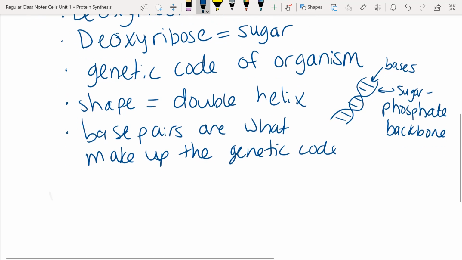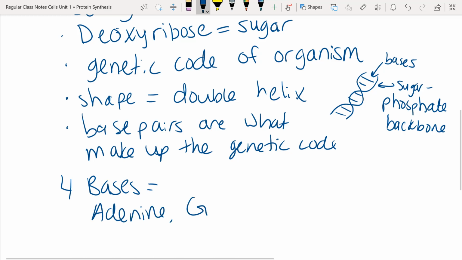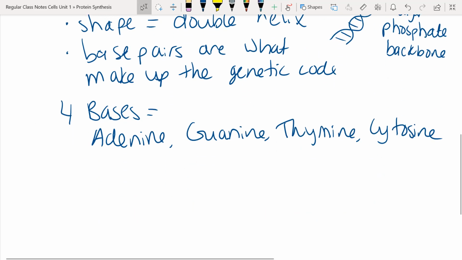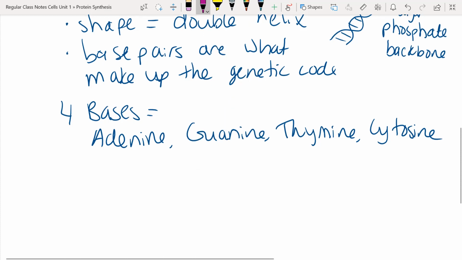Do you remember the bases that are in DNA? There are 4 bases in DNA. The 4 bases in DNA are adenine, guanine, thymine, and cytosine. So those are the 4 bases in DNA. Okay, so now let's talk about RNA. So we haven't talked about RNA yet, but it is a very important nucleic acid.